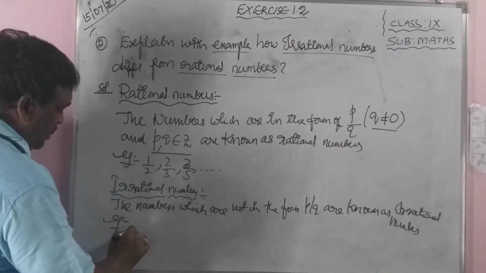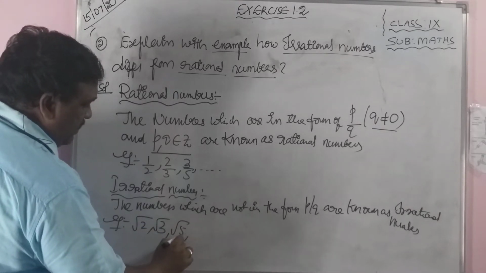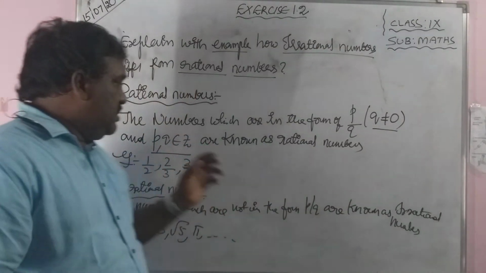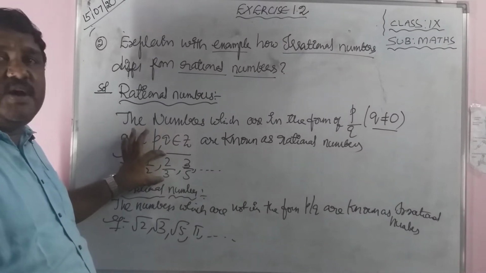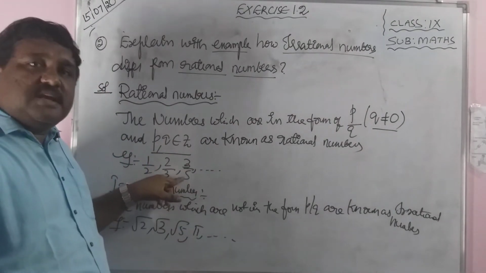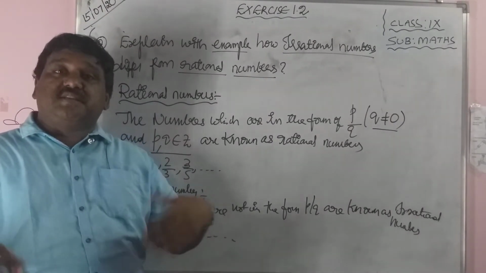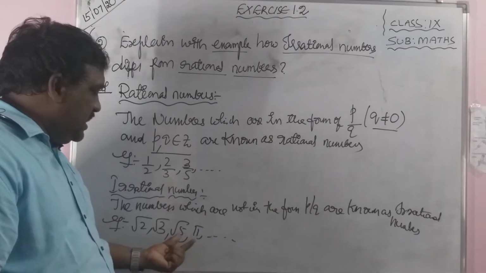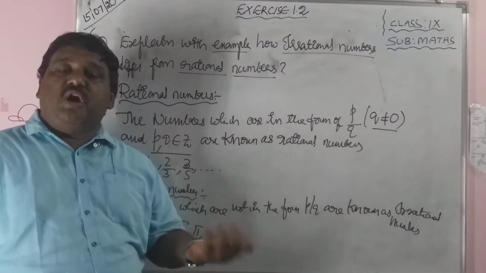Examples: root 2, root 3, root 5, pi, and so on. They are irrational numbers. 1 by 2 is a rational number but not irrational. 2 by 3 is a rational number but not irrational. 3 by 5 is a rational number but not irrational. Root 2, root 3, root 5 and pi are irrational but not rational.